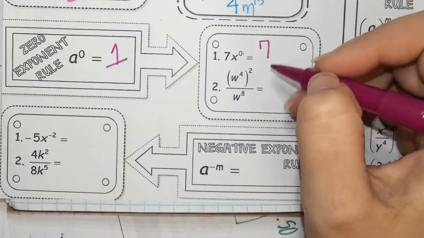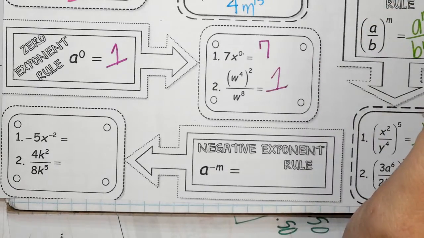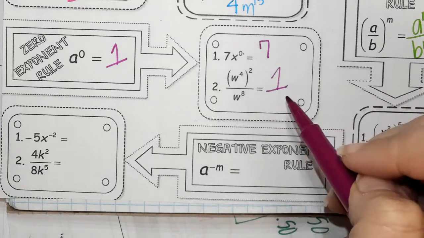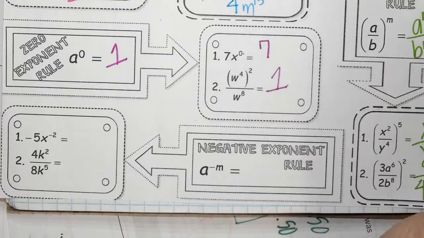And I will. What's the answer? 1. So it's not w? 1. 4 times 2 is 8. 8 minus 8 is 0. Anything to the 0 power is?